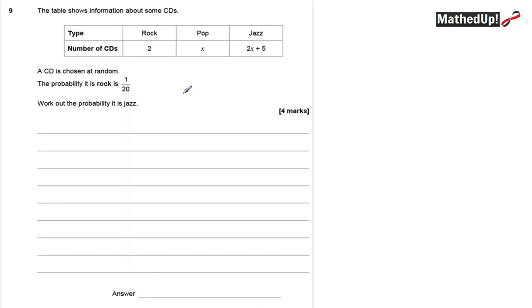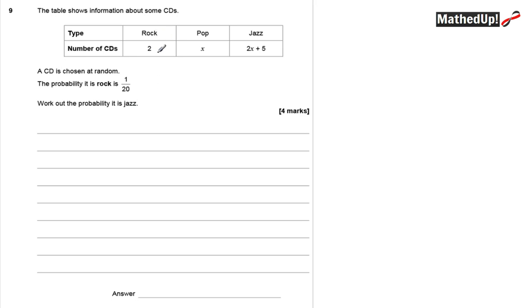The table shows information about some CDs, so we've got types of music and the number of CDs. A CD is chosen at random. The probability it is rock is 1/20. We need to work out the probability it is jazz.